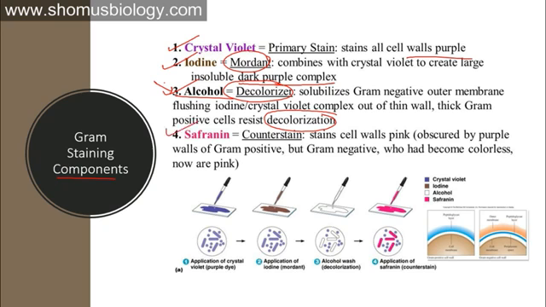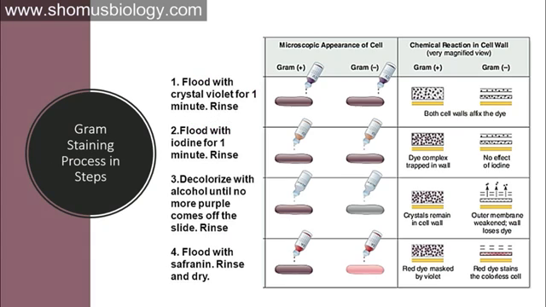Thus at the end we use safranin, and as we know, safranin stains all the cell walls pink, but as the cell wall of gram-positive is already violet, deep purple, dark purple, it's not going to take the color of safranin. But the cell membrane and cell wall of gram-negative is colorless, so they will take up this color and will turn pink or reddish. So these are the steps of gram staining.